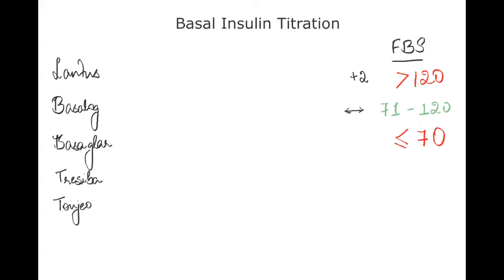If your fasting blood sugar is low, below 70, correct the hypoglycemia. Then do you skip insulin? Do you stop insulin? Well, neither. You reduce the insulin dose. So if you have a low sugar, whatever your current insulin dose is, just reduce it by 2 units.